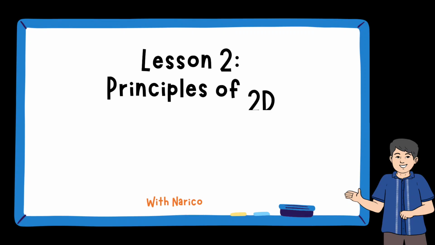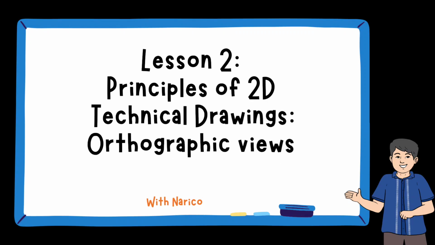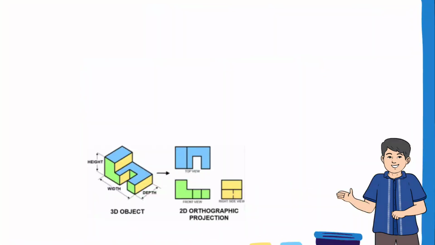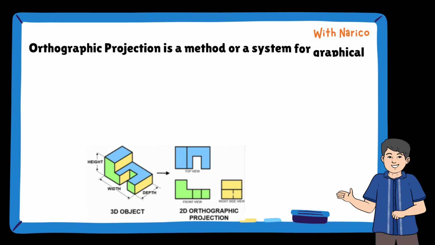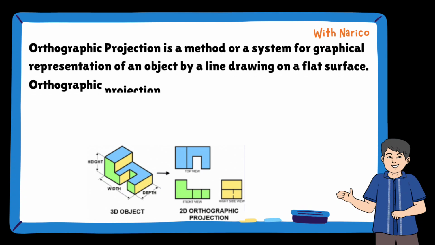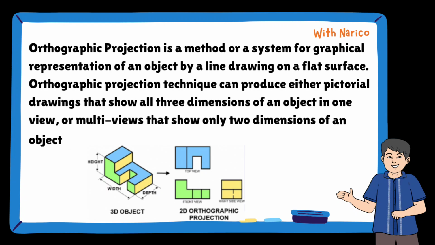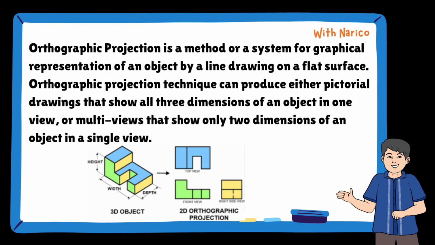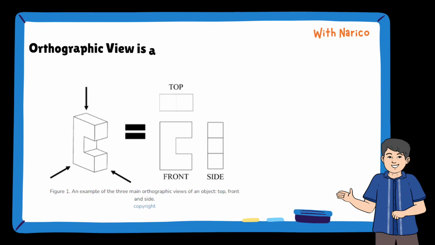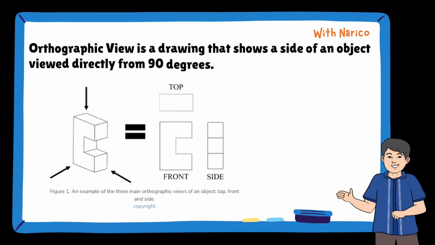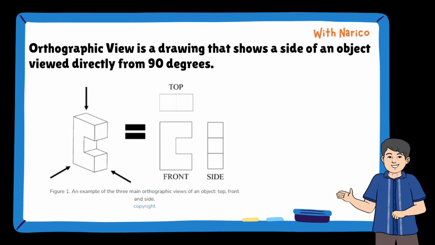Lesson 2. Principles of 2D technical drawings. Orthographic views. Orthographic projection is a method or a system for graphical representation of an object by a line drawing on a flat surface. Orthographic projection technique can produce either pictorial drawings that show all 3 dimensions of an object in one view, or multi-views that show only 2 dimensions of an object in a single view. An orthographic view is a drawing that shows a side of an object viewed directly from 90 degrees.